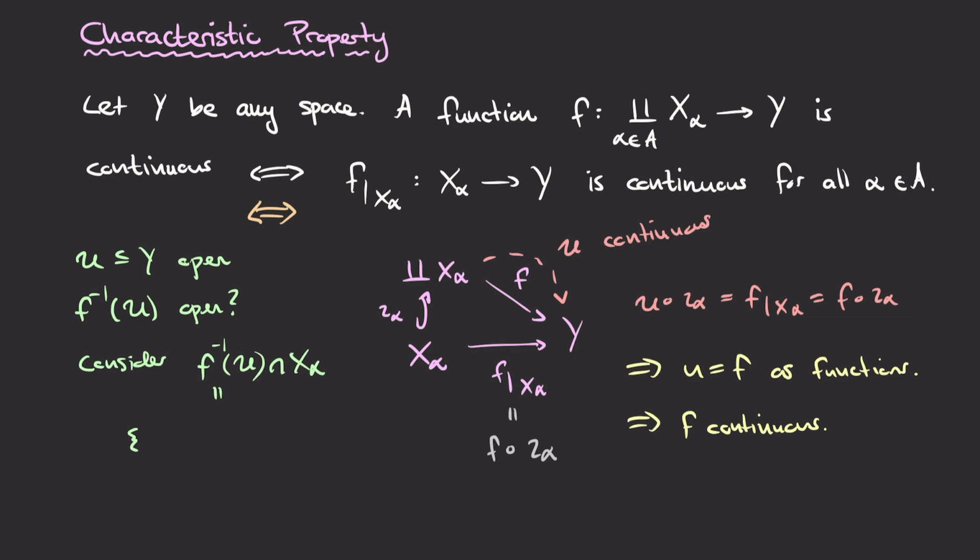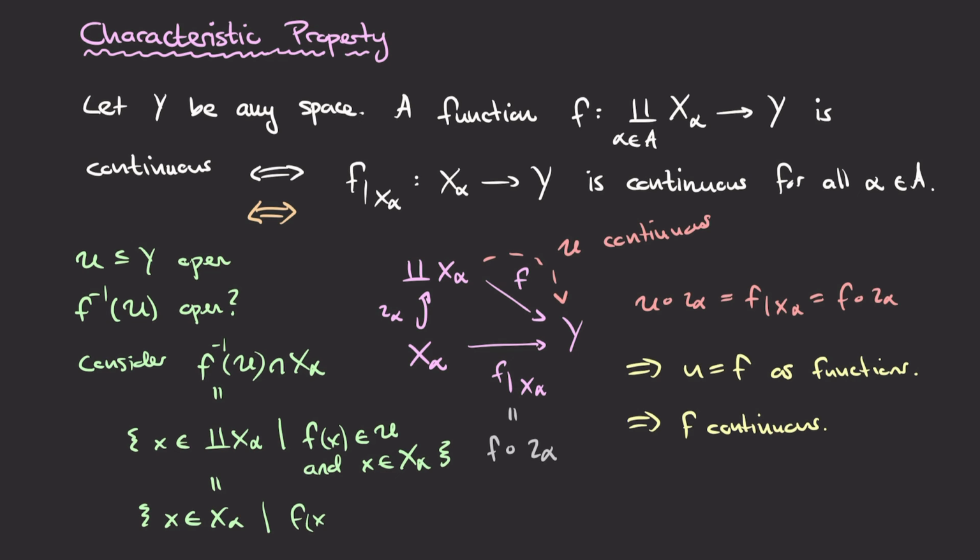Well, this is the set of all points x in the disjoint union over the X alphas, such that f of x lies in U, and also x lies in X alpha. But because we're thinking of X alpha as being a subset of the disjoint union over all the X alphas, this is the same thing as the set of all the x's in X alpha, such that f of x lies in U.